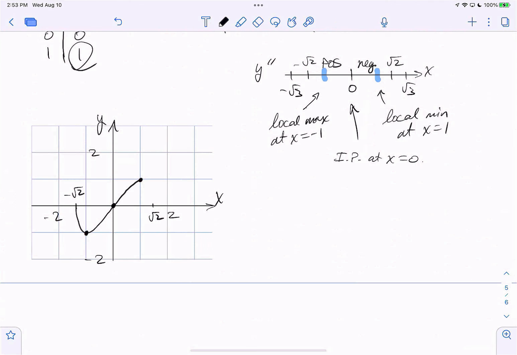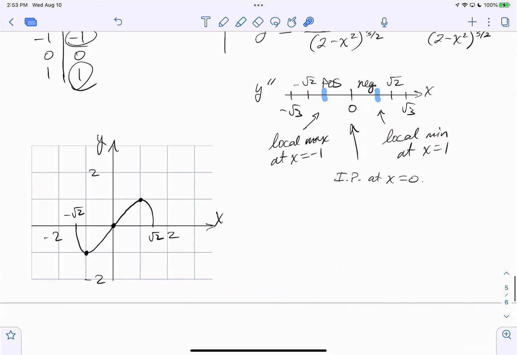Now what's happening at the endpoints? Remember, we got negative square root of 2 and square root of 2 as values for which y prime was not defined. Therefore, the tangent line at negative square root of 2 and square root of 2 should be vertical. For everything else, we're concave up and then concave down, and I hope your graph looks like this.